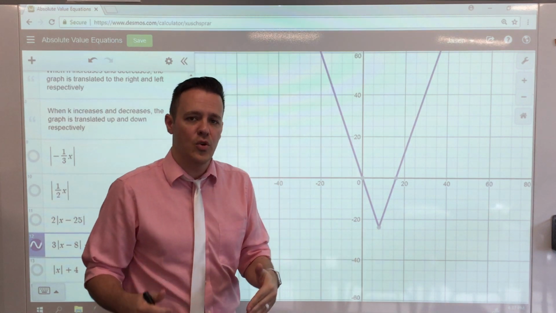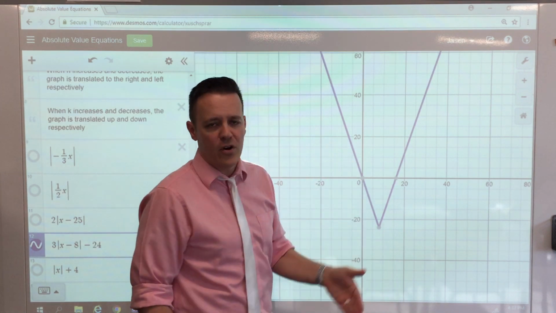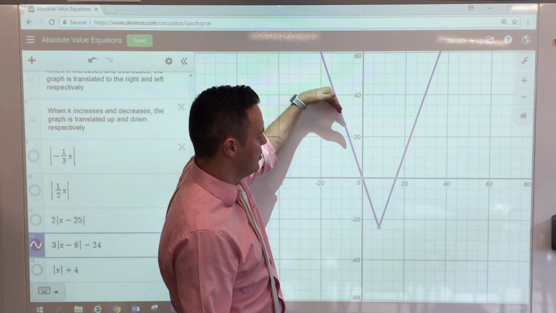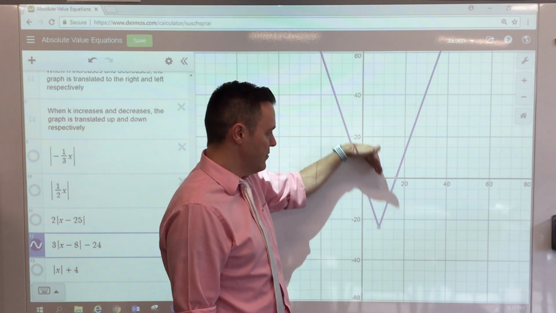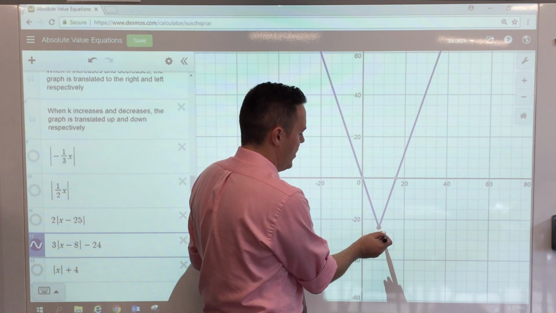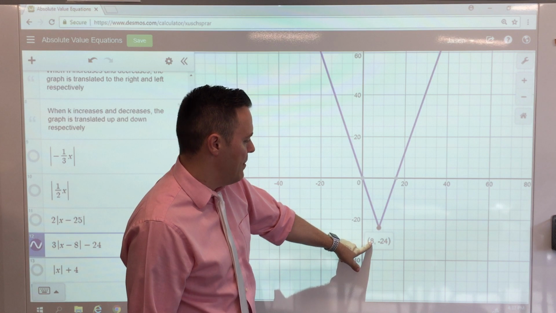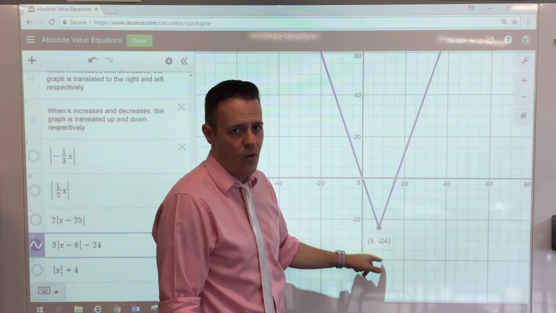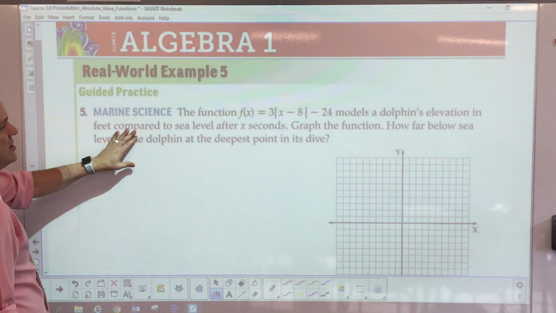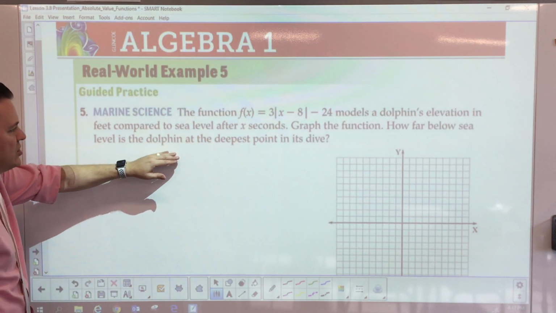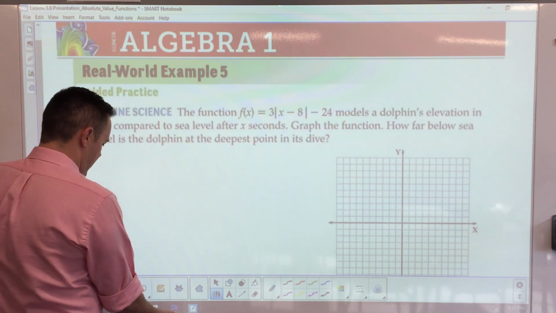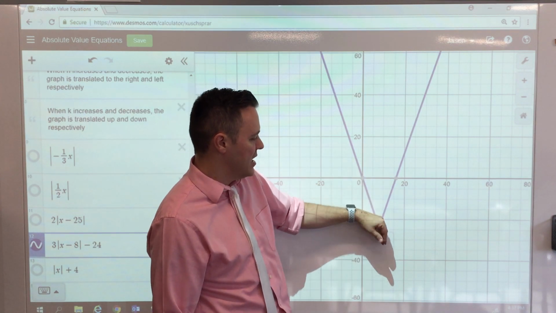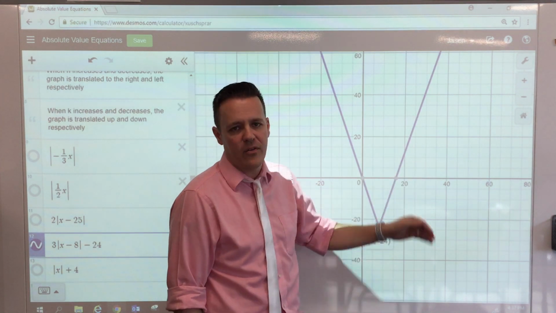And on Desmos, that's the cool thing about it, this will actually give you the vertex. So this, ladies and gentlemen, is your vertex. It's the farthest point, either north or south. So this is the farthest point south before it turns and goes the other way. What is my farthest depth? My farthest depth on this is going to be negative 24. So the answer to this question, how far below sea level is the dolphin at its deepest point in its dive? The answer is negative 24. Once this dolphin hits negative 24, what's it doing? It's coming back up for air.